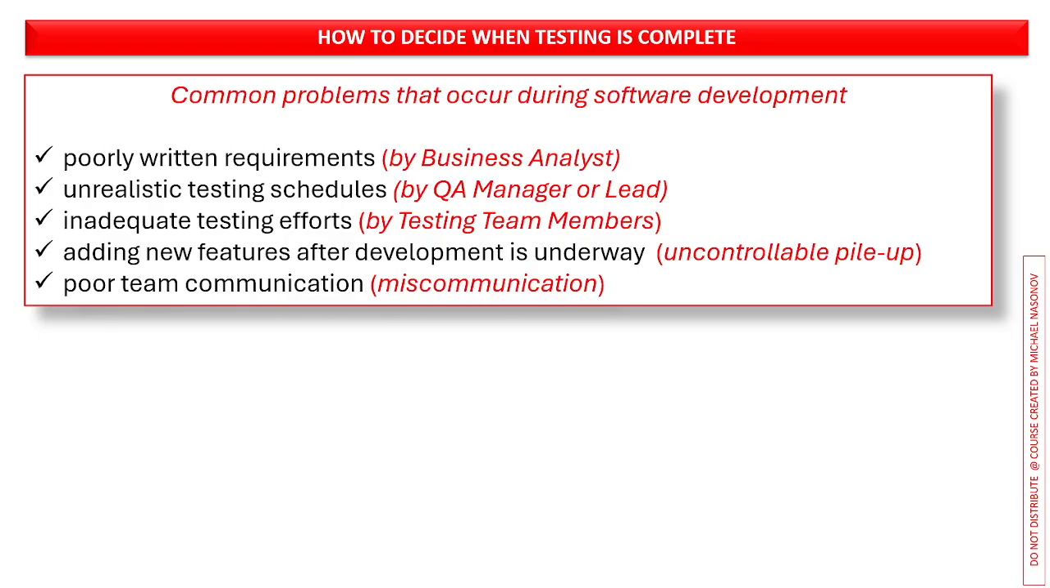First of all, you need to learn about common problems that occur during software development. Poorly written requirements, usually by business analysts. Unrealistic testing schedule by the quality assurance manager or test lead. Inadequate testing efforts by testing team members. Adding new features after development is underway, or piling up, which means an uncontrollable pile-up of new features, so-called change requests. Poor team communication, or simply speaking, miscommunication inside your quality assurance project team.